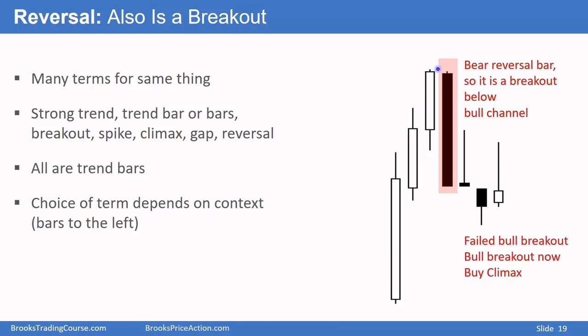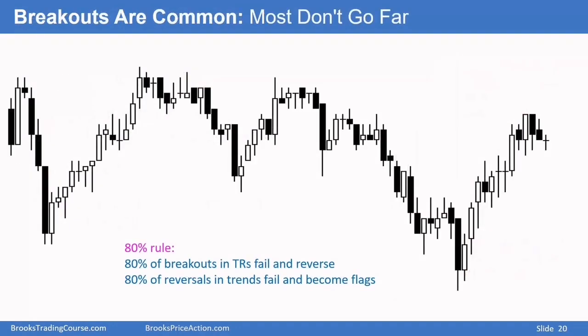We have a bull breakout, and this represents a failed bull breakout. Whether that will lead to a trend or a trading range, or a pause in the trend and a bull flag and trend resumption up, too early to tell. But it's a bear reversal. It's a failed bull breakout. I've made this point many times throughout the course that breakouts are common. Every trend bar, every series of trend bars is a breakout.